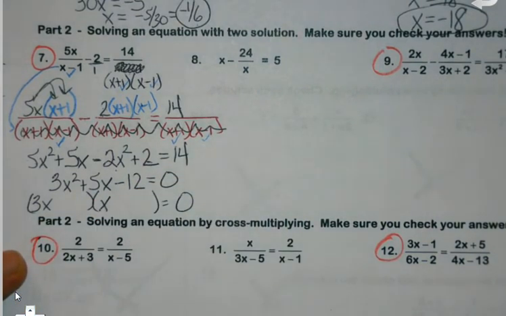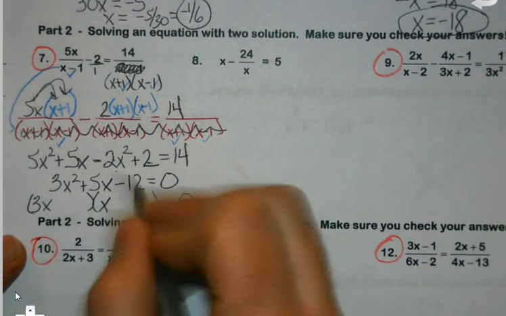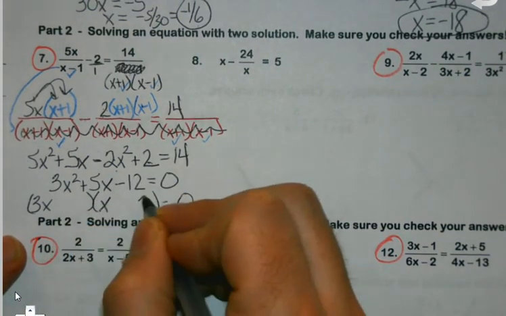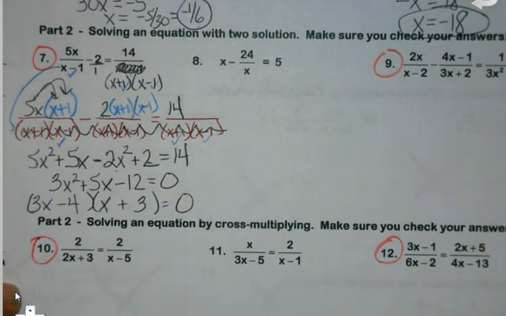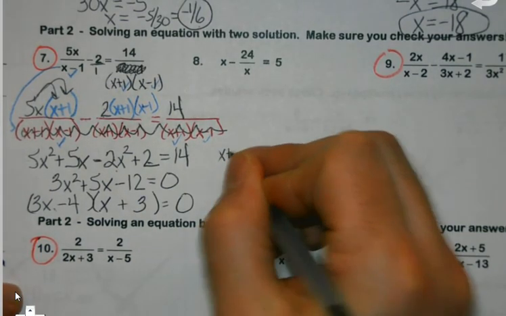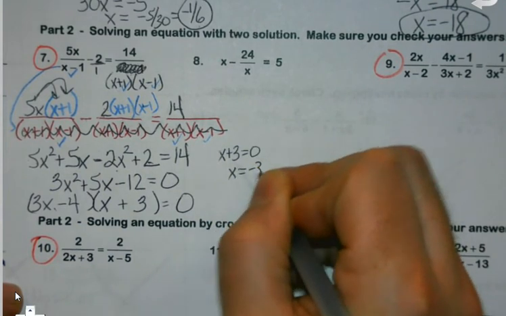Four and who? Negative 4 and 3. Okay, negative 4 and 3. Where did I go? Oh, yeah. And just like we did on the other one when we factored it, each quantity is set equal to 0 and solved.